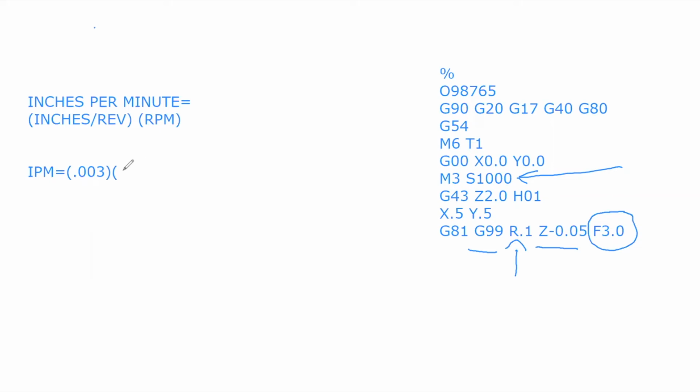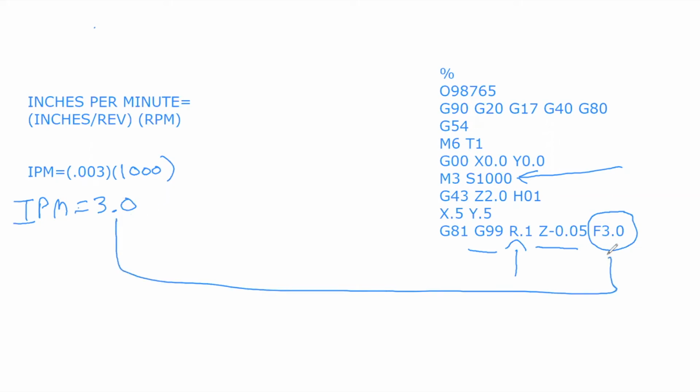So this is going to be 1,000. We do our multiplication, and inches per minute will be 3.0. So that's a little conversion there. And this is going to be our feed rate. And it will go right there. This will be the same thing for our peck drill cycle once we get there.